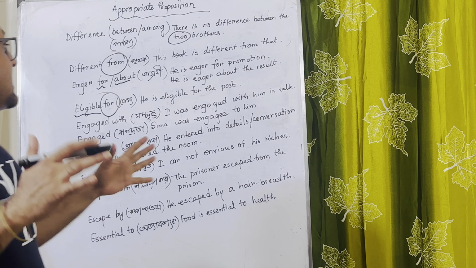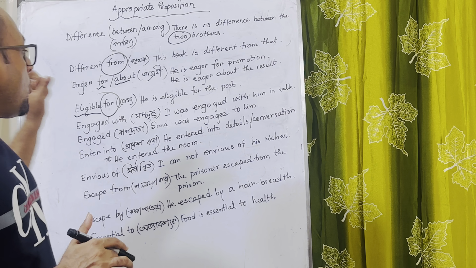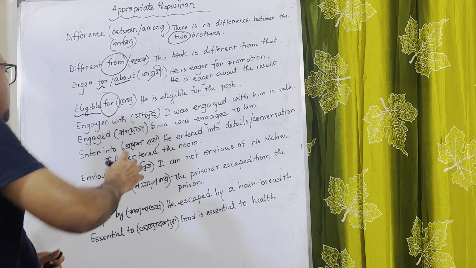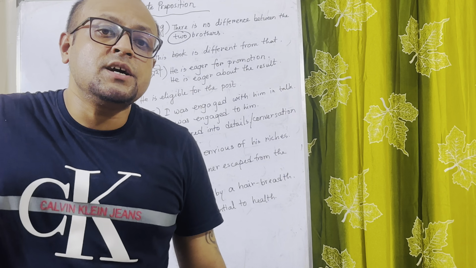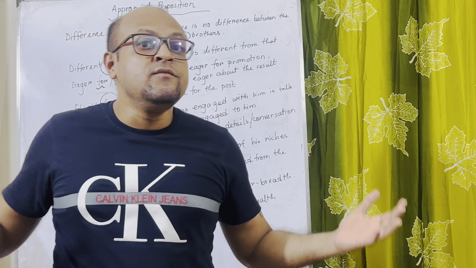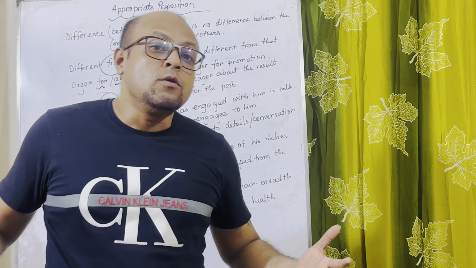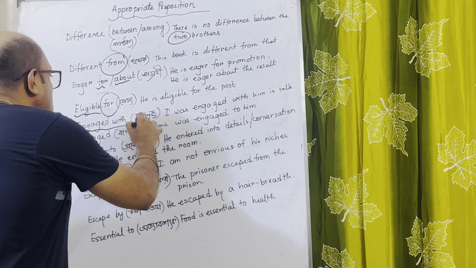So next one is engaged with. Remember, it's engaged with. So when you are using engaged and the preposition is with, it means you are involved, or you are occupied with something. So that is called সম্পৃক্ত.